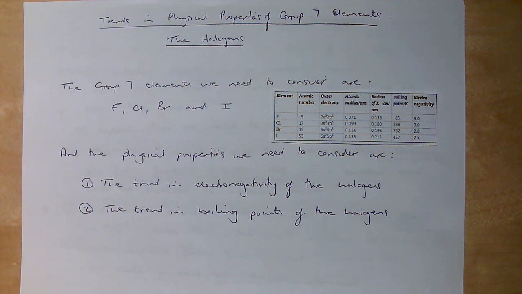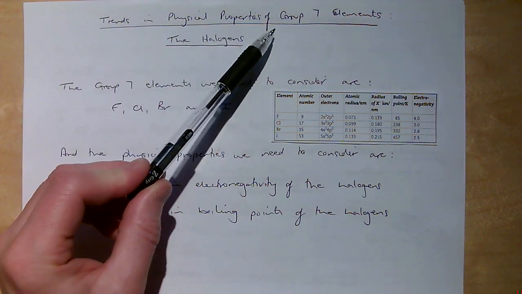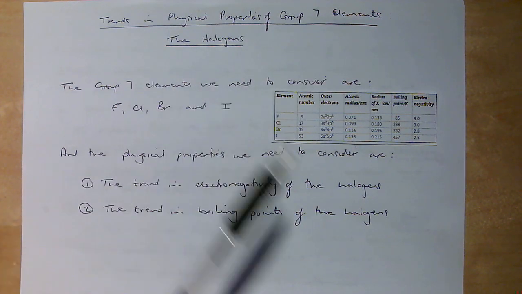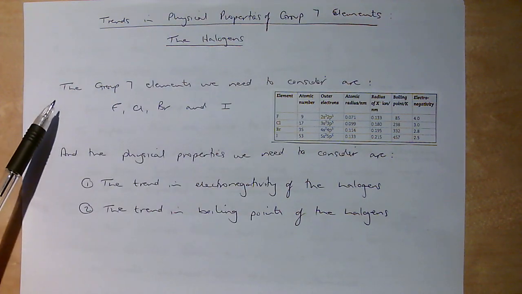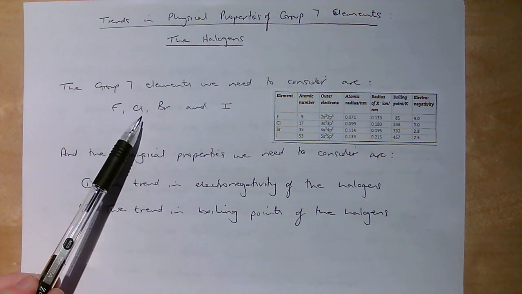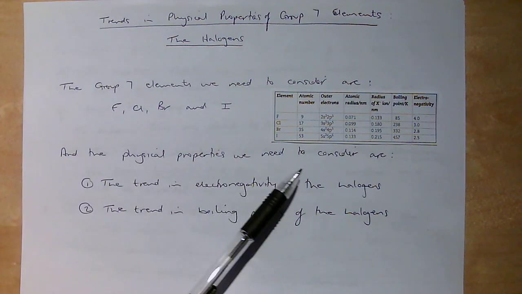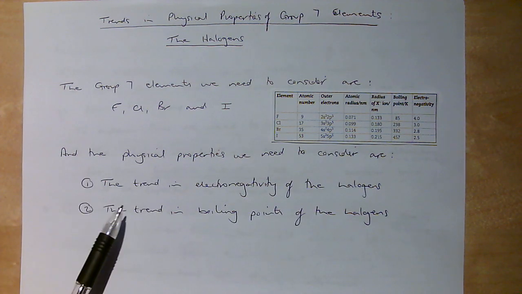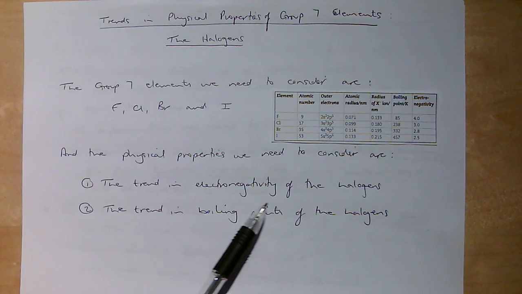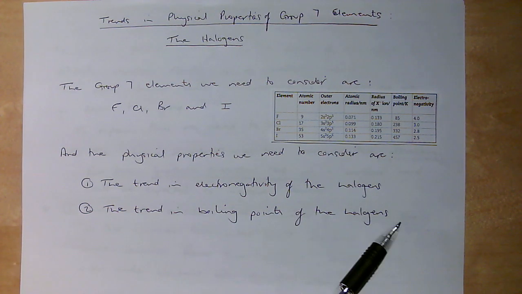Today we're going to have a look at the trends in physical properties of group 7 elements, also known as the halogens. The group 7 elements that we need to consider are fluorine, chlorine, bromine and iodine, and the physical properties we need to consider are firstly the trend in electronegativity of the halogens, and secondly the trend in boiling points of the halogens.